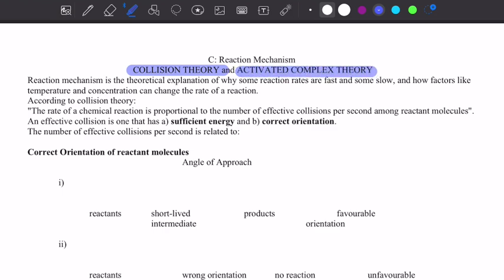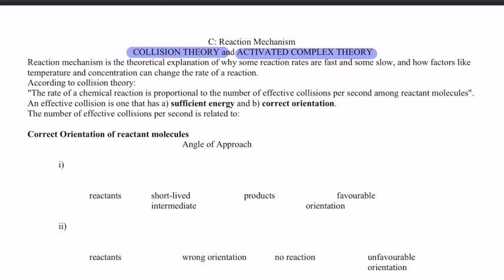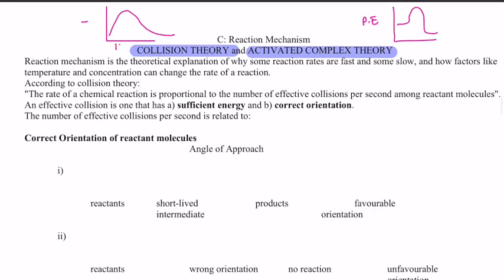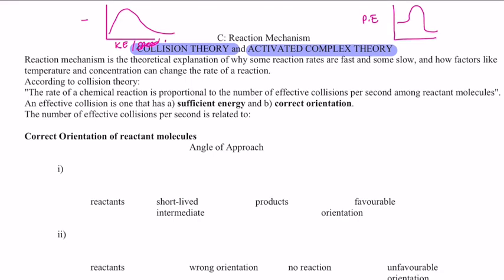The collision theory refers usually to the Maxwell Boltzmann graph, which looks like this. We will talk about this in a bit. And the activated complex theory refers to this graph, which looks like this. Again, this is something we'll talk about again. So this has potential energy on its axes, and this has kinetic energy or sometimes speed as one of its axes. But really, they are both talking about the same thing.